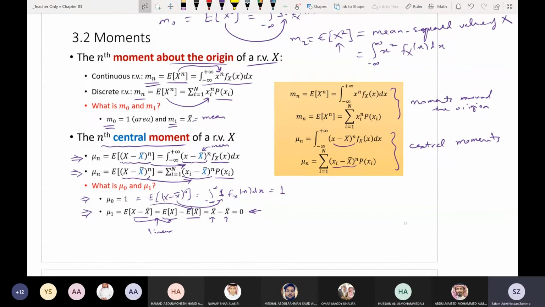There's a very famous central moment which is mu2. What is mu2, guys? This is the expected value of, what do you think, x minus x bar all squared. And what is this equal to? This is something we studied before in chapter 2, but we didn't talk about how to calculate it. This is equal to what we call the variance.